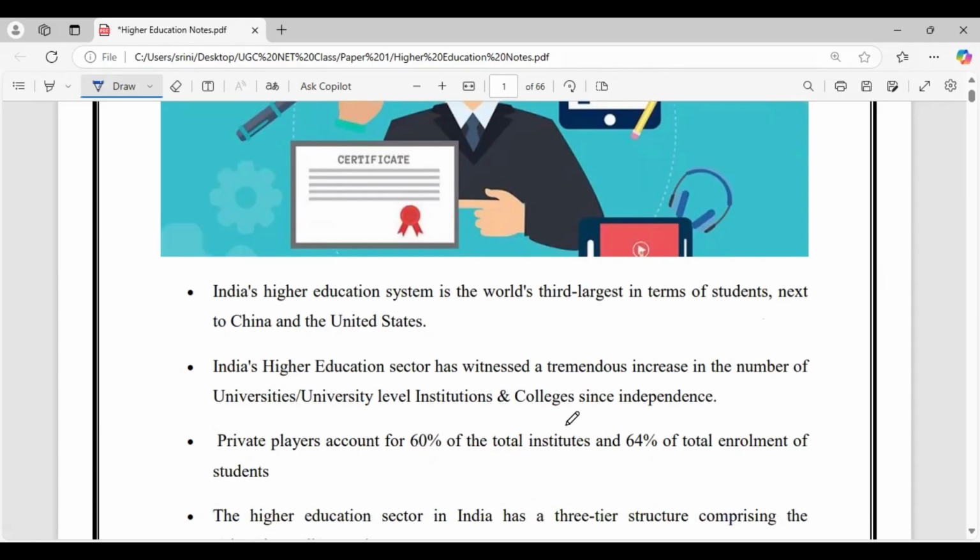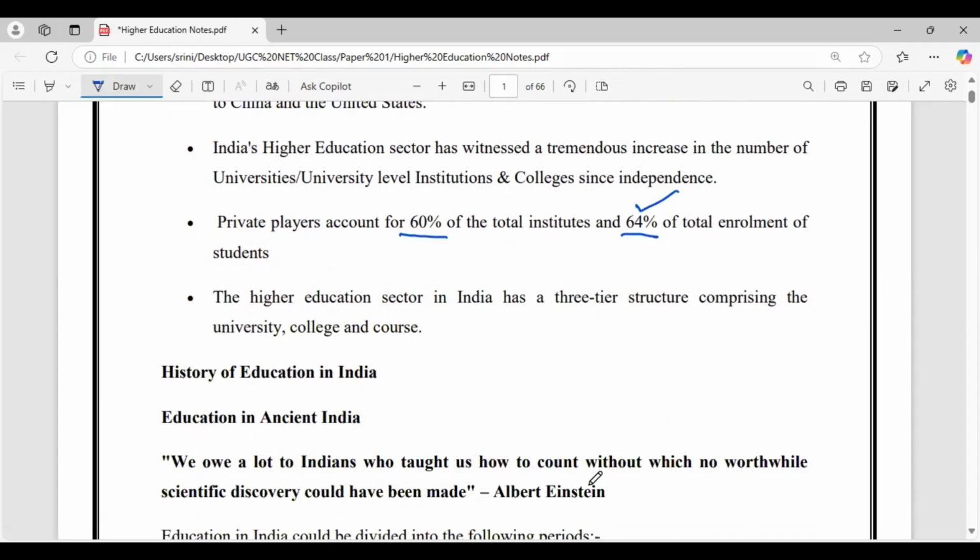Higher education system. The Indian higher education sector has witnessed a tremendous increase in the number of universities or university-level institutions or colleges since independence. Private players account for 60% of the total institutes and 64% of the total enrollment of students. The higher education sector in India has a three-tier structure comprising the university, college, and the course.